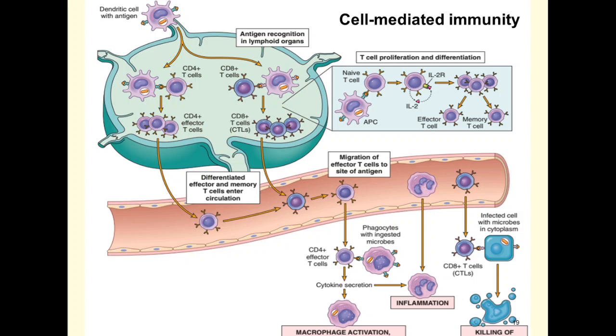On the other hand, CD8 cytotoxic T lymphocytes kill infected cells. Some activated T cells remain in the lymphoid organs and help B cells to produce antibodies. And some T cells differentiate into long-lived memory cells. I ask you to remember this. So, move on.